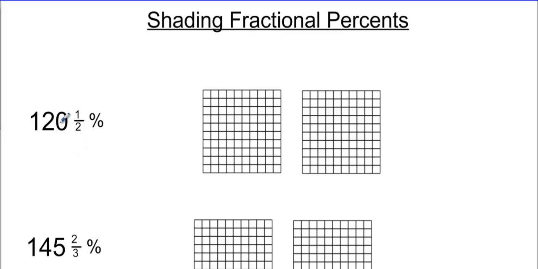Now, how do we do this one here? This here is broken into 2 parts. You have the whole number, which tells you to shade in 120 blocks. So we will shade all of these.